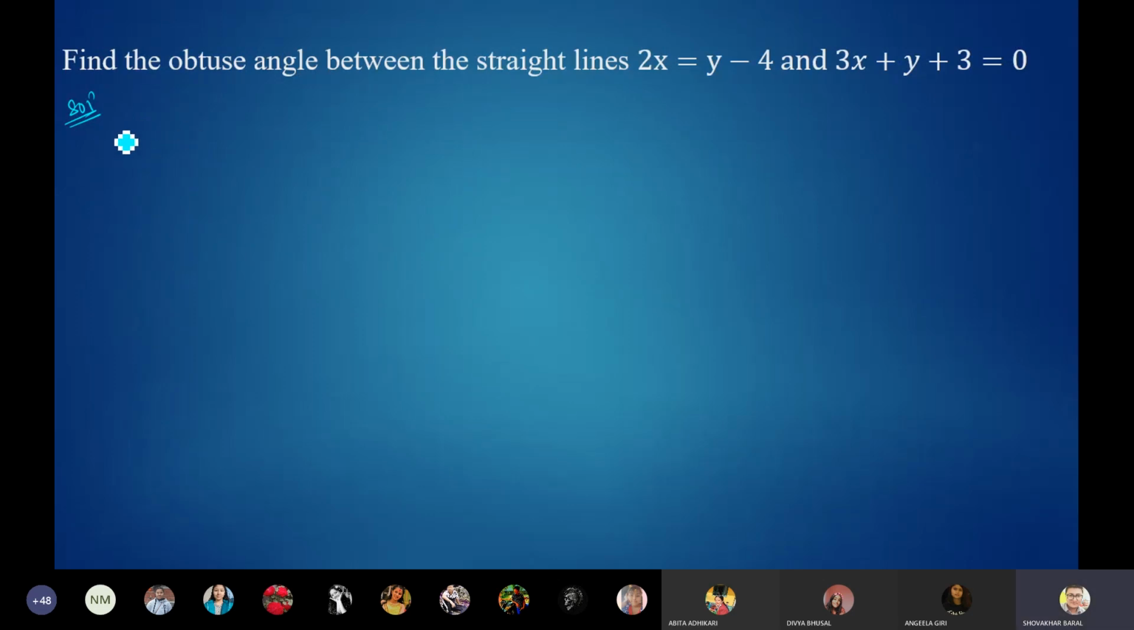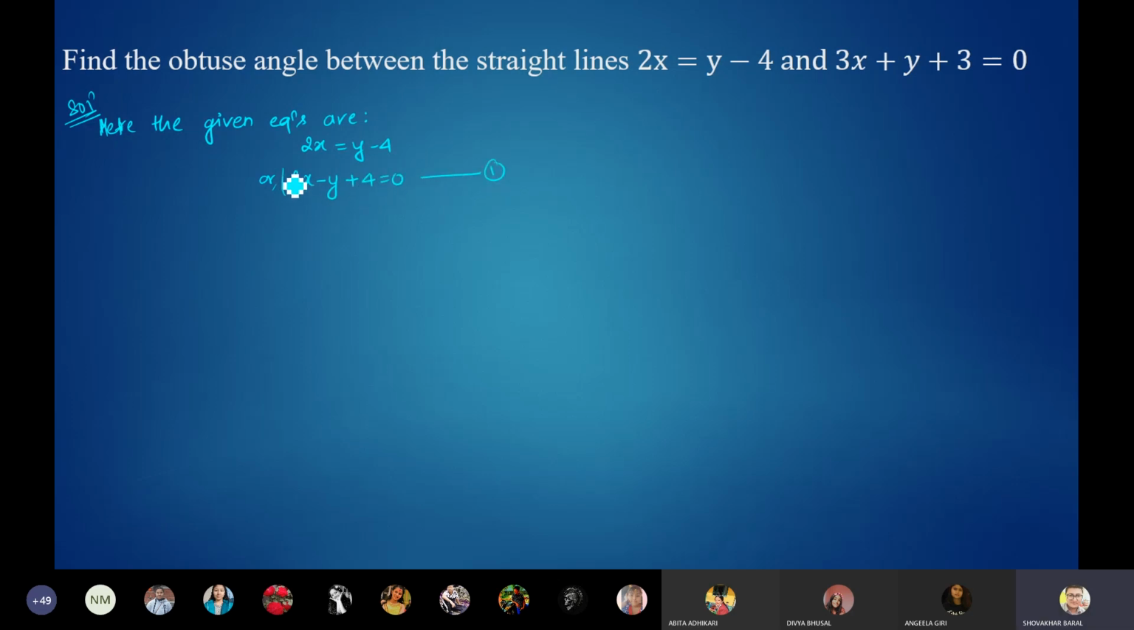Okay, so let the given equations be... The given equations are 2x equals y minus 4. So you need to arrange the given equation in standard form. Since y is on the right side and x is on the left side, let's take them on one side. 2x minus y plus 4 equals 0.